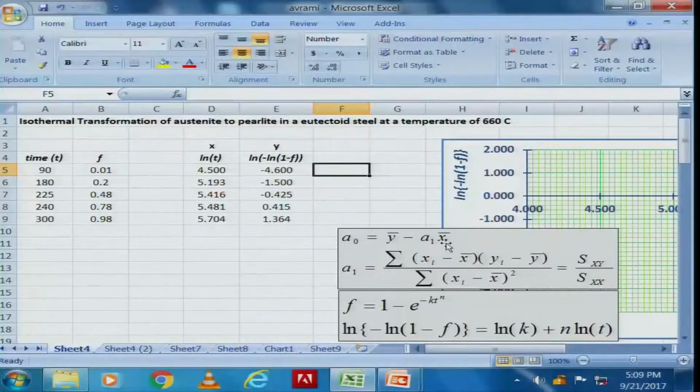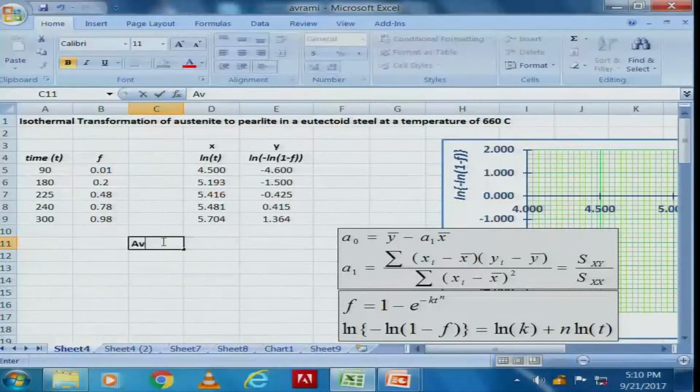A0 is equal to y bar minus A1 x bar, and A1 is equal to summation xi minus x bar times yi minus y bar divided by summation xi minus x bar square, which I have abbreviated as Sxy upon Sxx. So, one of the first things I need to do in order to calculate all this is to get the average y and average x. So, let me write down first the average values.